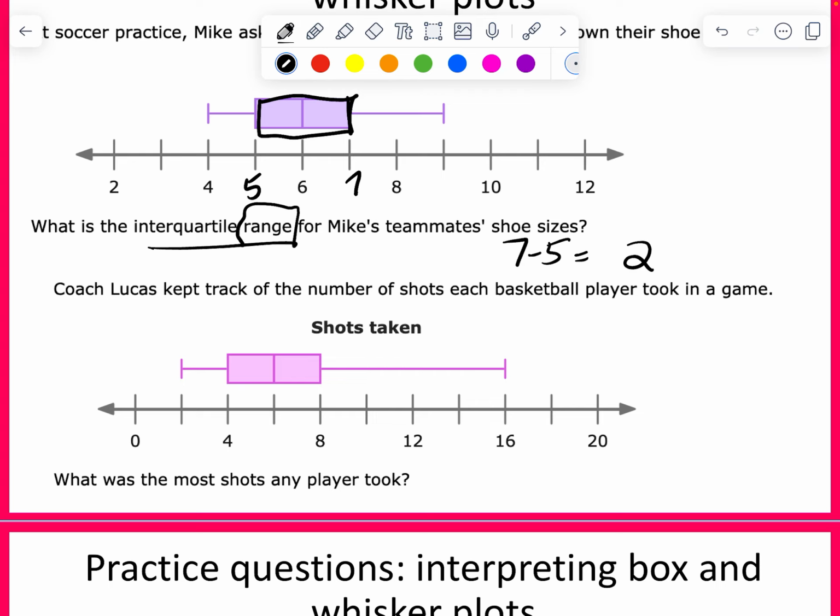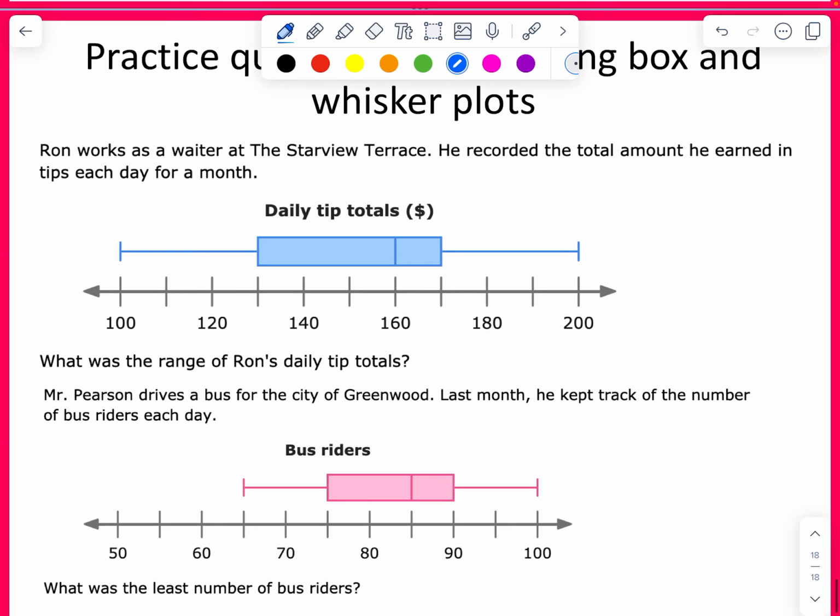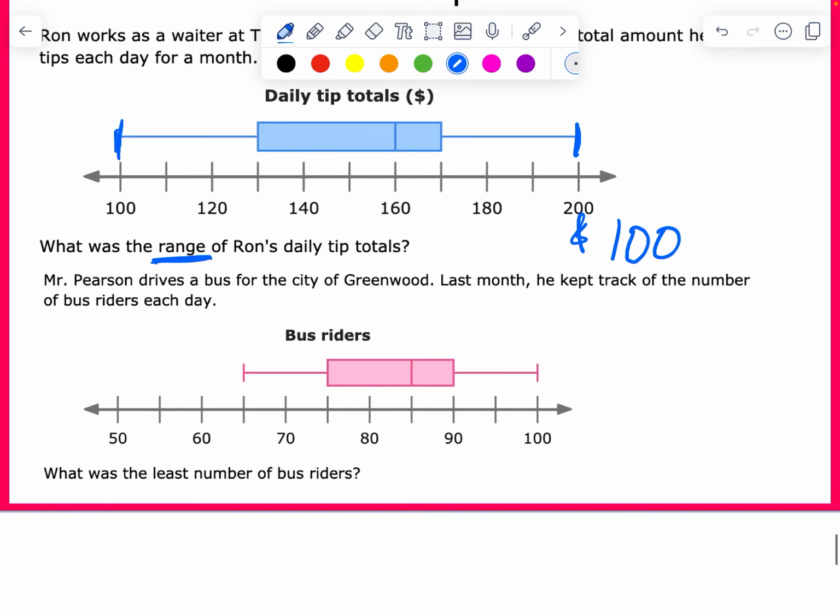Coach Lucas kept track of the number of shots each basketball player took in a game. What was the most shots any player took? Upper, 16 shots was your upper. But you can see that 50% got in between a 4 and an 8 shots, right? The lowest would be a 2 down here. Just more information that you can get. What is the range of his daily tip goals? So 200 minus 100 is a $100 tip goal.